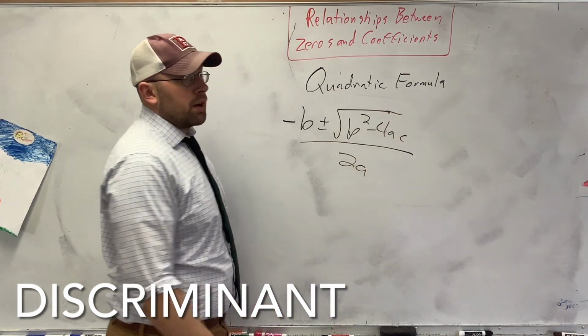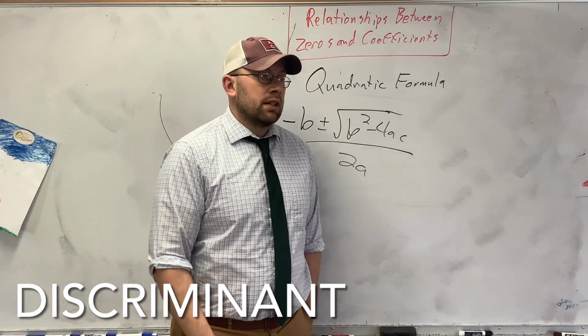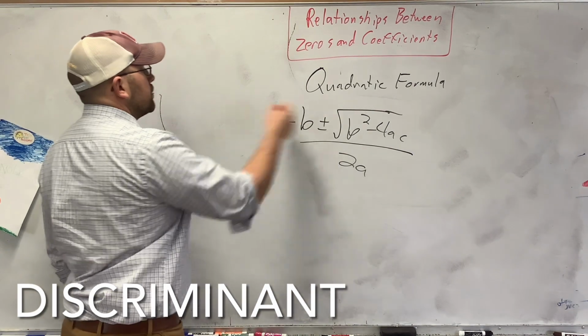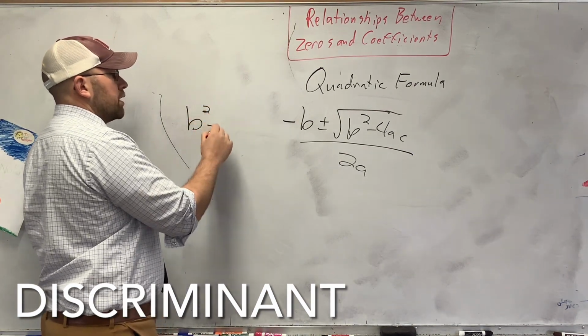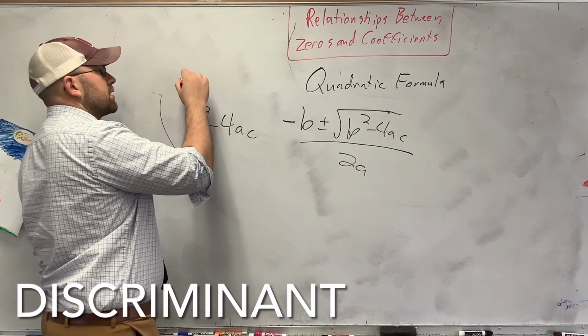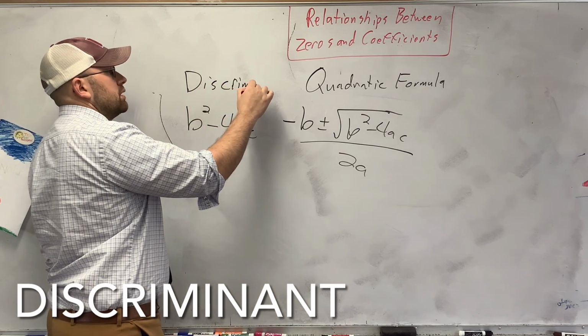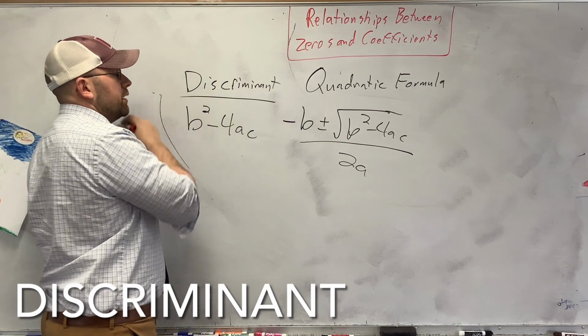Now there's a part of the quadratic formula that you can use to tell you how many solutions you're going to have, and that is what is under the square root. b squared minus 4ac. This is called the discriminant. Discriminant. Hope I spelled that right.